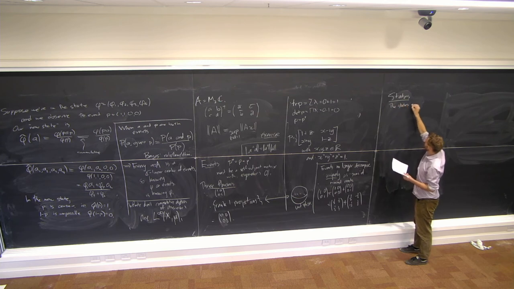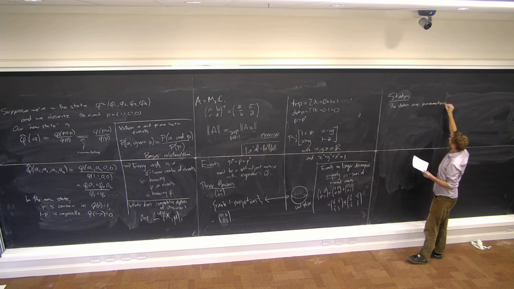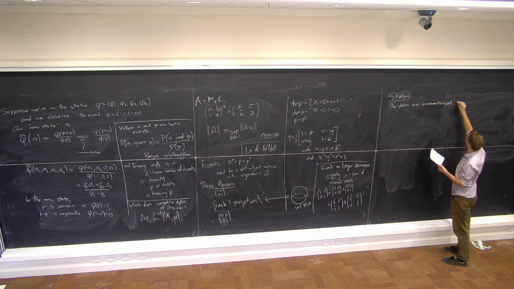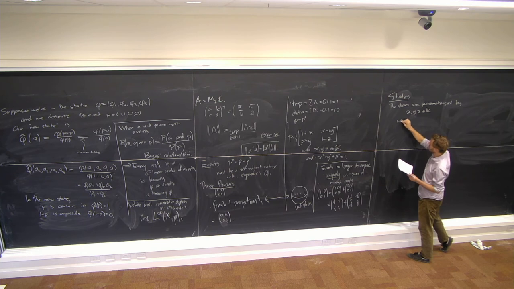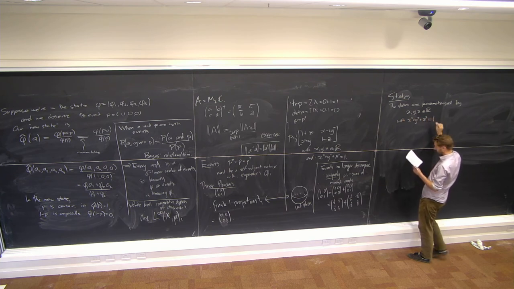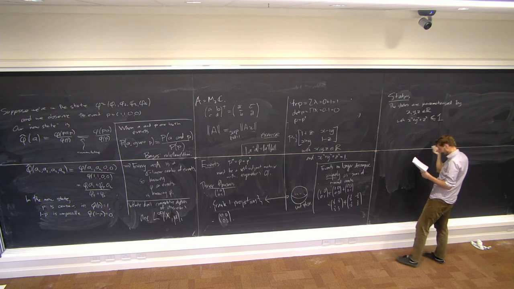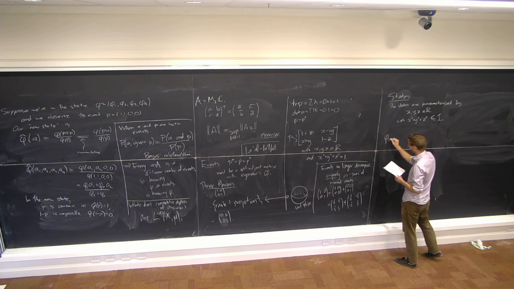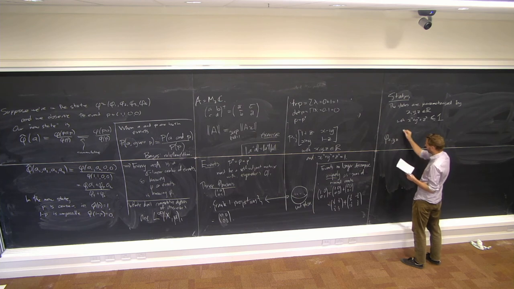Okay. So, the states are parameterized by x, y, z in R, x squared plus y squared plus z squared equals 1. Oh, sorry, not equals 1. No. Less than or equal to 1. And let's write now explicit formulas for the state corresponding to a point x, y, z. So I need to tell you what that is on some 2x2 matrix.